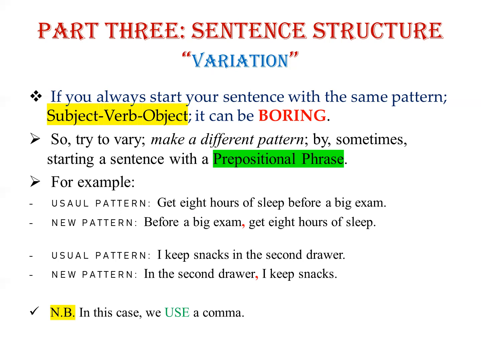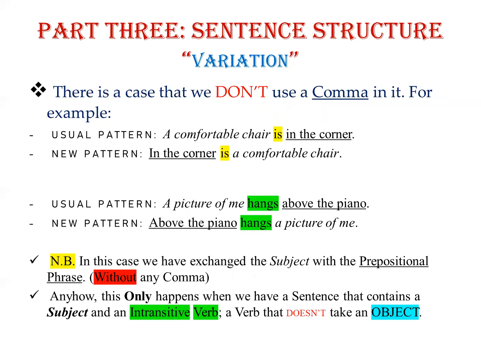In this type we use a comma, but there is a type where we don't use a comma. For example, usual pattern: a comfortable chair is in the corner. New pattern: in the corner, we also put the prepositional phrase first, at the beginning. In the corner is a comfortable chair. Here, we didn't put any commas.